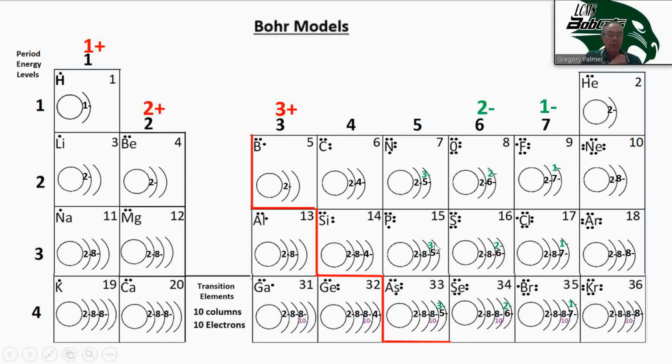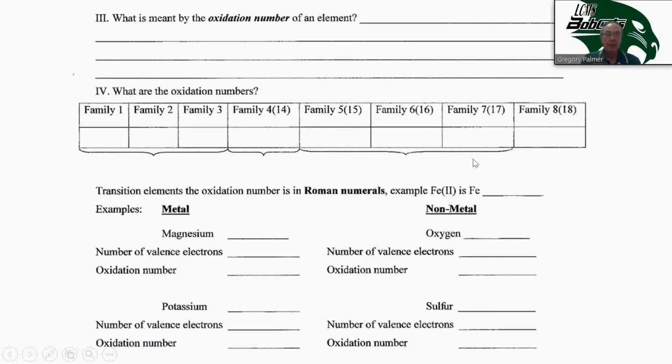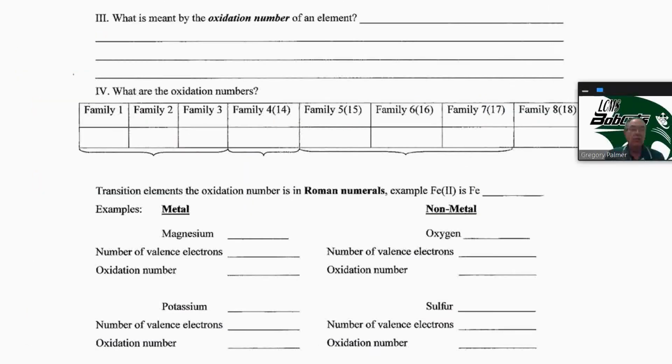And same thing with phosphorus. It's 2, 8. 5 plus 3 is 8, so it's like argon. And when they have those 3 extra electrons, they become a 3 negative. So what is the oxidation number?